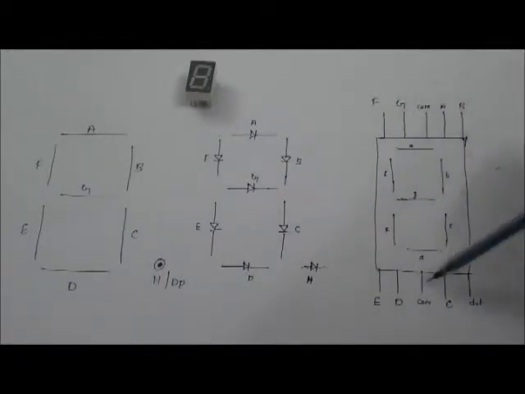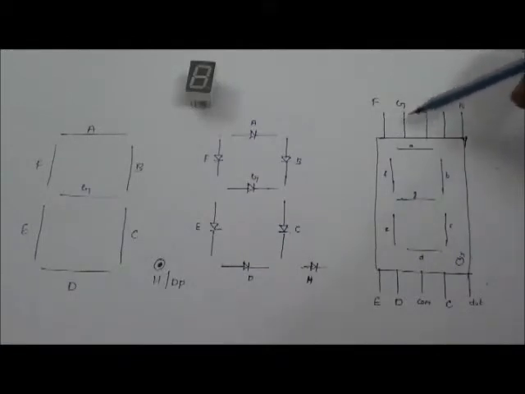So these are my common pins, the middle pins. If it is common anode, give positive supply to it, 5 volts. If it is common cathode, give 0 volts to the common pin.